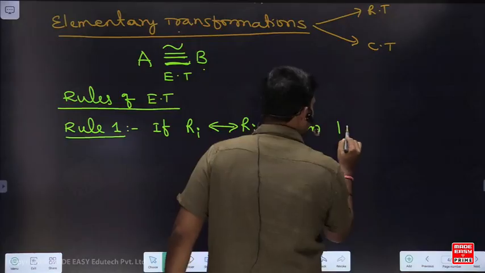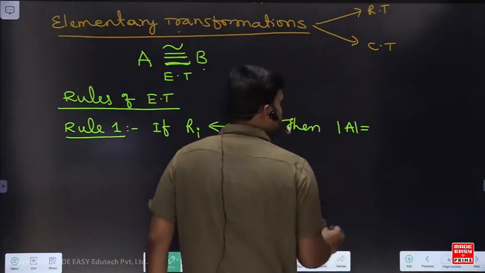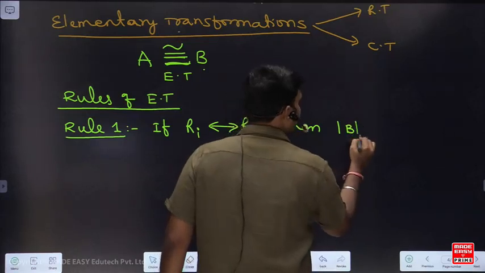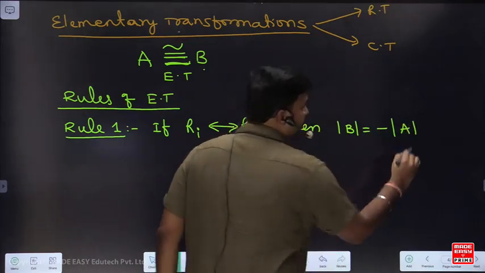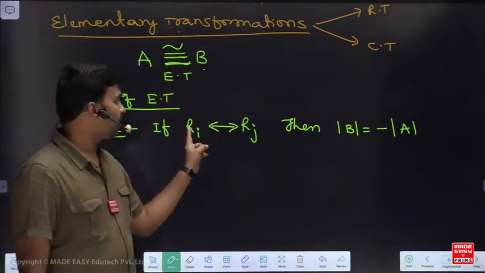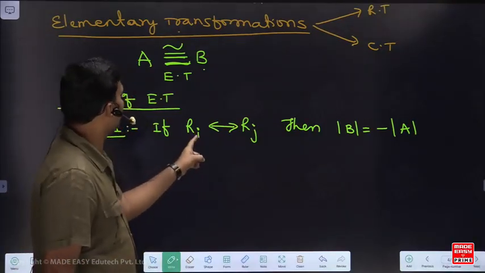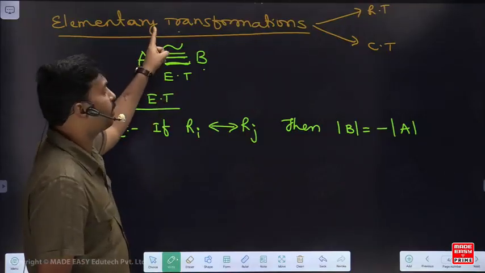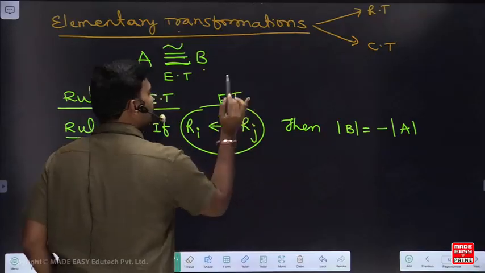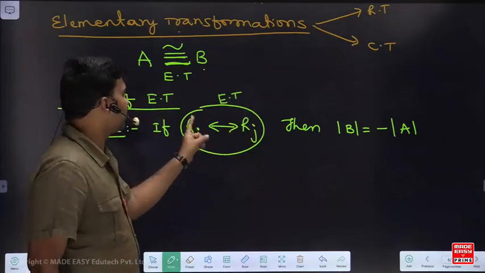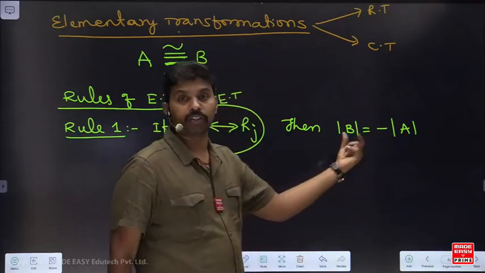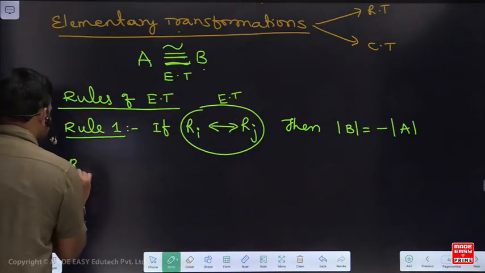So that means the determinant of B is equal to minus the determinant of A. Interchanging two rows or two columns is nothing but one elementary transformation. This is an elementary transformation, which causes this change in the determinant, you can understand. Okay, right. Then next, rule 2.